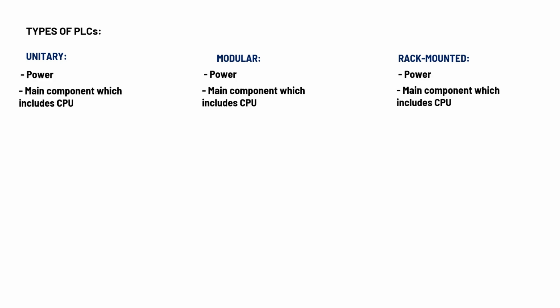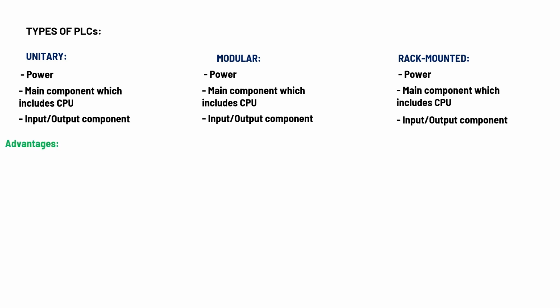There are 3 types of PLCs: unitary, modular, and rack-mounted. They all have 3 main parts, which are the power unit, the main component which includes the CPU or central processing unit, and the input-output component. We will go through each of these types of PLCs and their advantages and disadvantages.